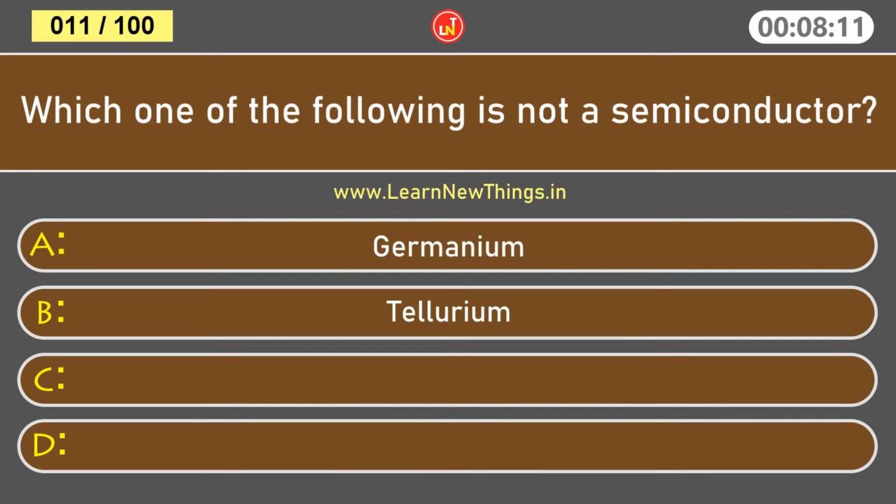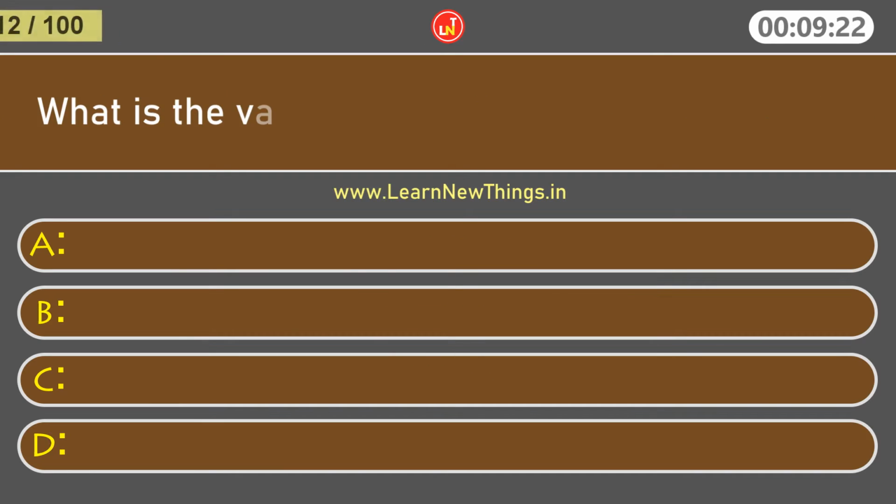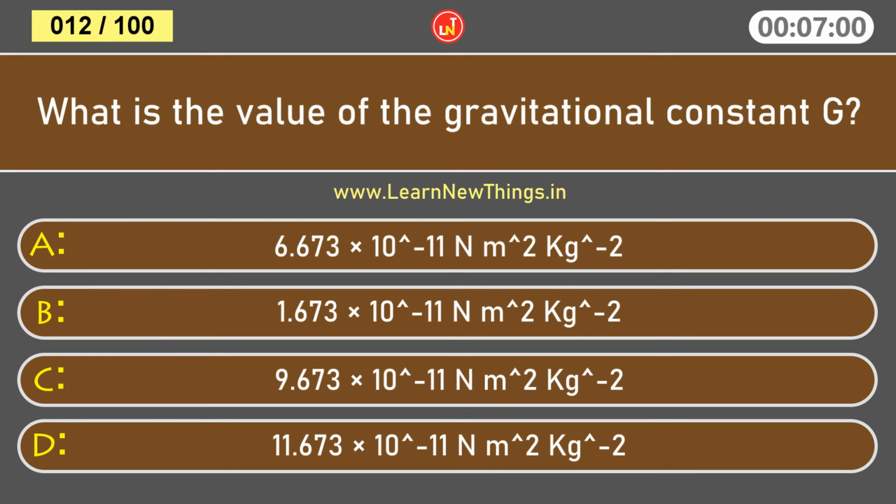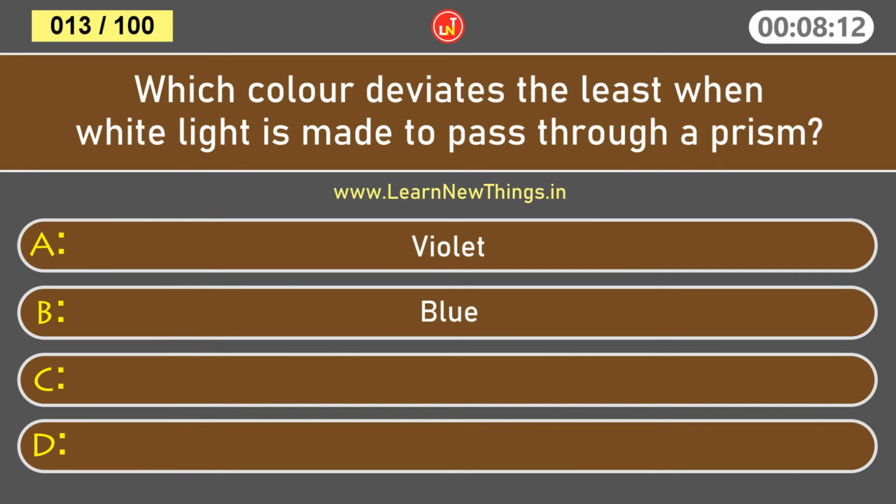Which one of the following is not a semiconductor? Osmium. What is the value of the gravitational constant G? Answer is option A. Which color deviates the least when white light is made to pass through a prism? Red.